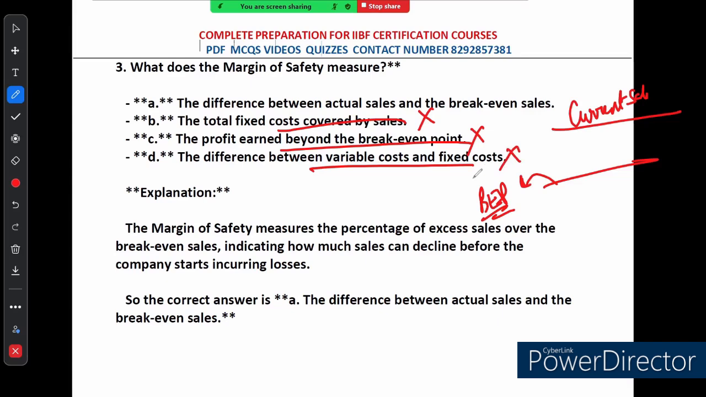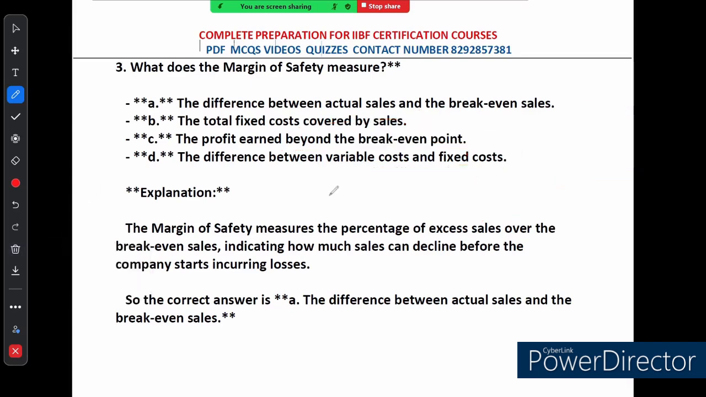Let's talk about why margin of safety is important. Imagine your business is doing well and you are selling more than the break even amount. The margin of safety tells you by how much. This is crucial because it shows how much sales can drop before you start losing money. For instance, let me give you an example to make it more clear.